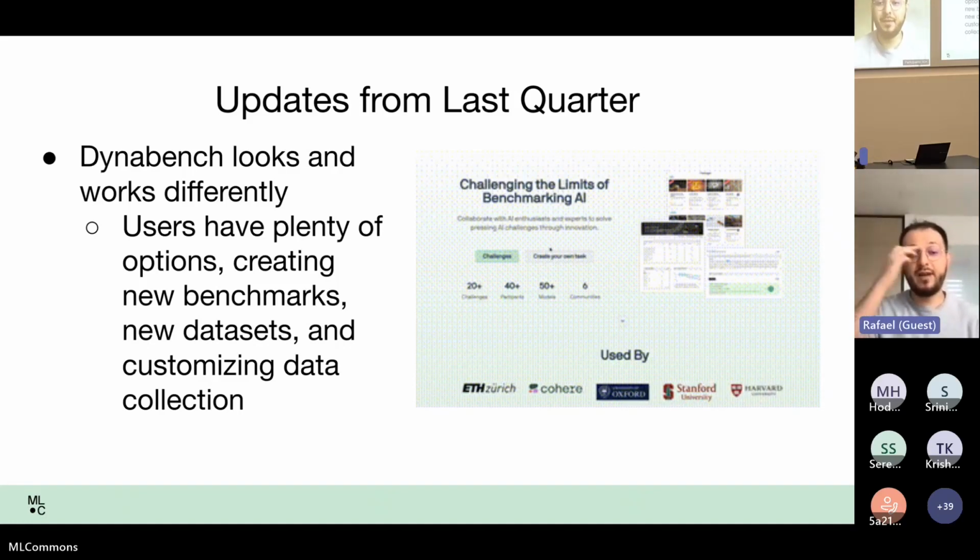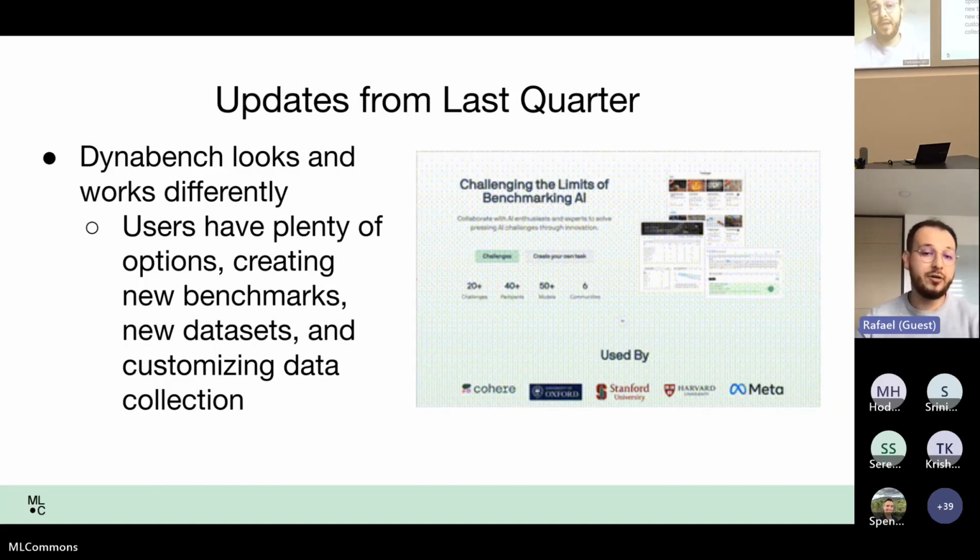Hey everyone, I'm Rafael, one of the machine learning engineers working at MLCommons, and I'll be presenting Dynabench updates. Since last quarter, we're focusing on interaction, and that means we want users, be it task owners, benchmark creators, dataset creators, or dataset validators, to have a better and smoother experience. So we've been working really hard on changing both the front and the back of Dynabench to get this done, and it has shown results. Can you go to the next slide, please, David?